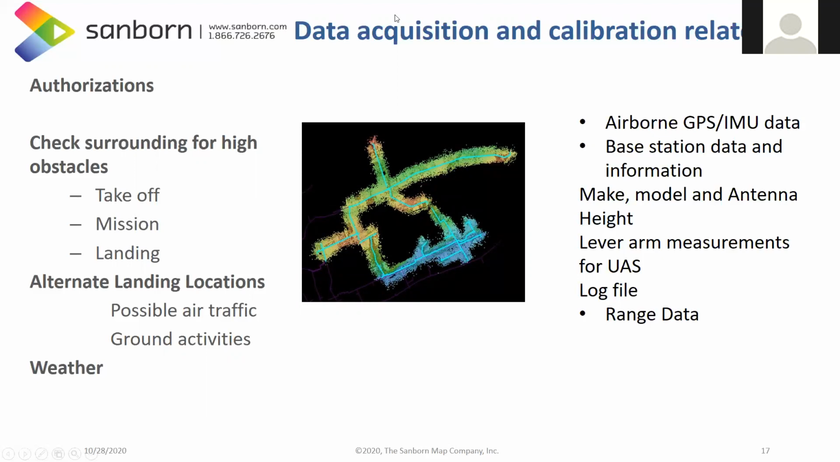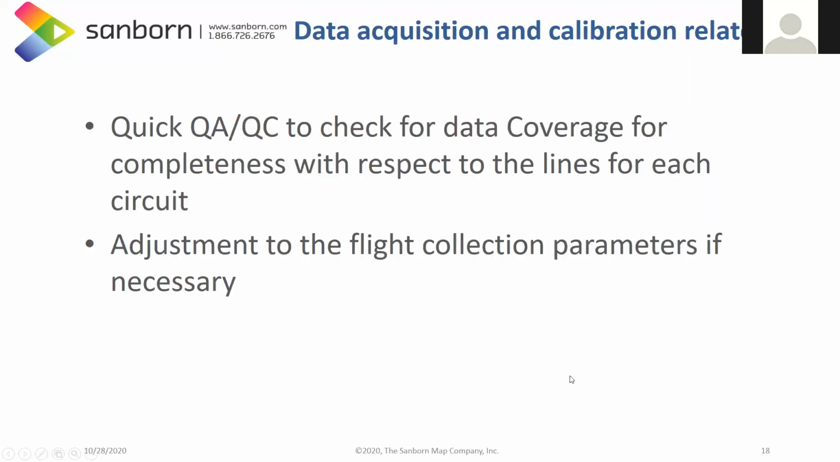And once you collect the data, you will have a couple of things. One is the base station data and information. That is where you placed your GPS, and also the airborne GPS and IMU data. That will be very useful at the time of creating the SBET. And the make, model, and the antenna height is important. The lever arm measurements for UAS, that is also important. And finally, the range data that comes out of the LiDAR sensor. So these are all the parameters that you need to pay attention to during the data acquisition stage.